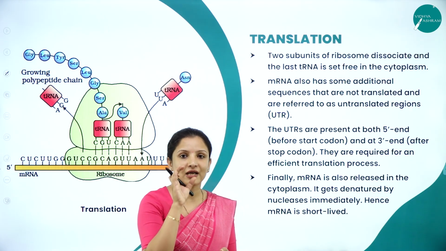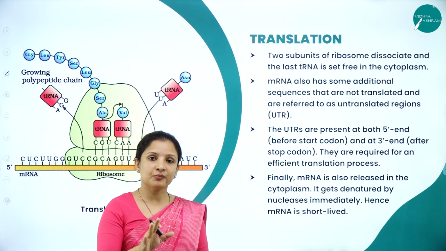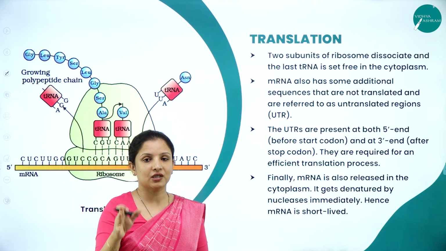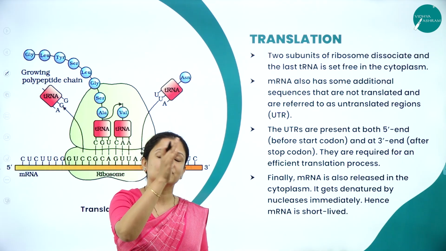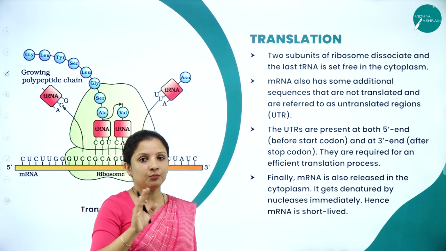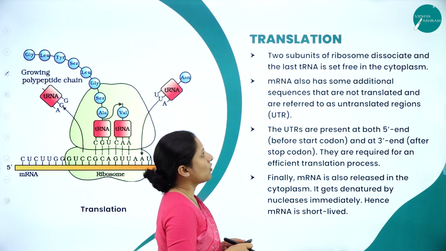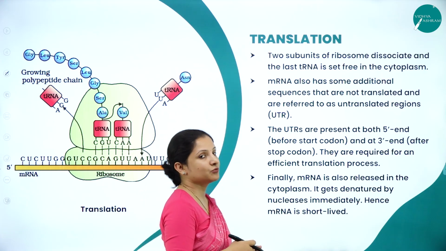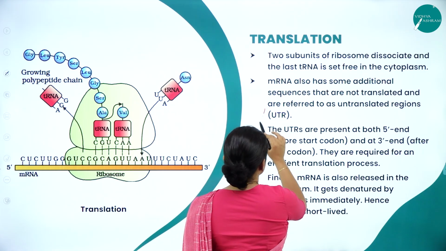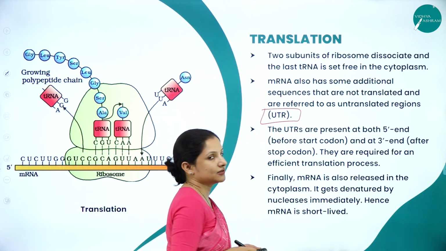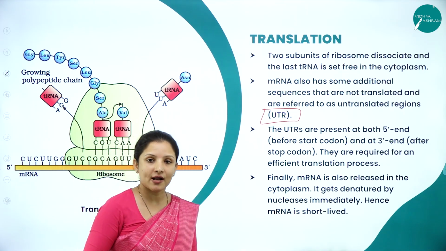That is how ribosomes actually synthesize proteins. Ribosome alone cannot synthesize protein. They synthesize protein by reading the strands that are present on the mRNA. And mRNA also has some additional sequences which are non-translated. Those sequences we call the UTR, that is, untranslated region.